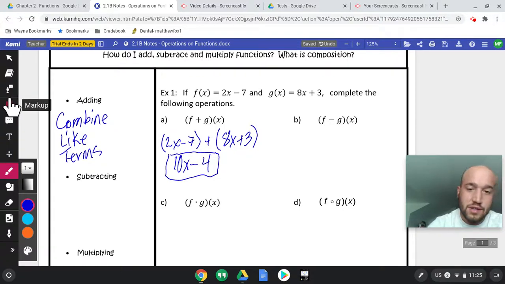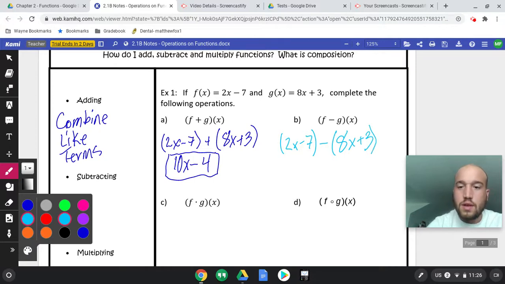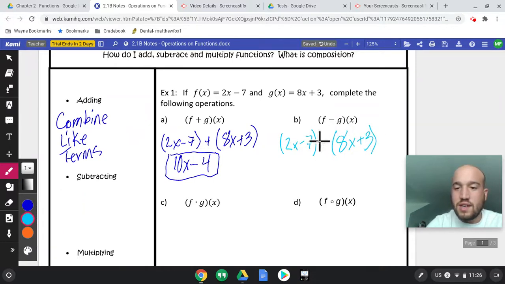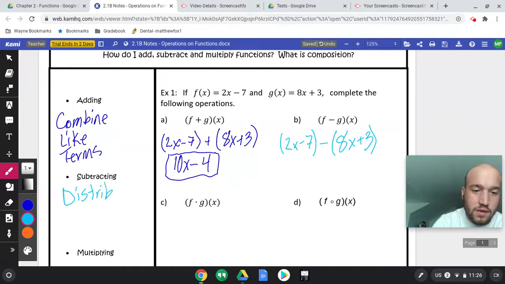To do this, we're going to start off by writing it exactly the same way. So put our parentheses around 2x minus 7. Now we're going to subtract g of x, which in our case is 8x plus 3. But here, we have to distribute that negative in. So distribute the negative. I'm going to write that over here for our instructions for subtracting. So distribute that negative.